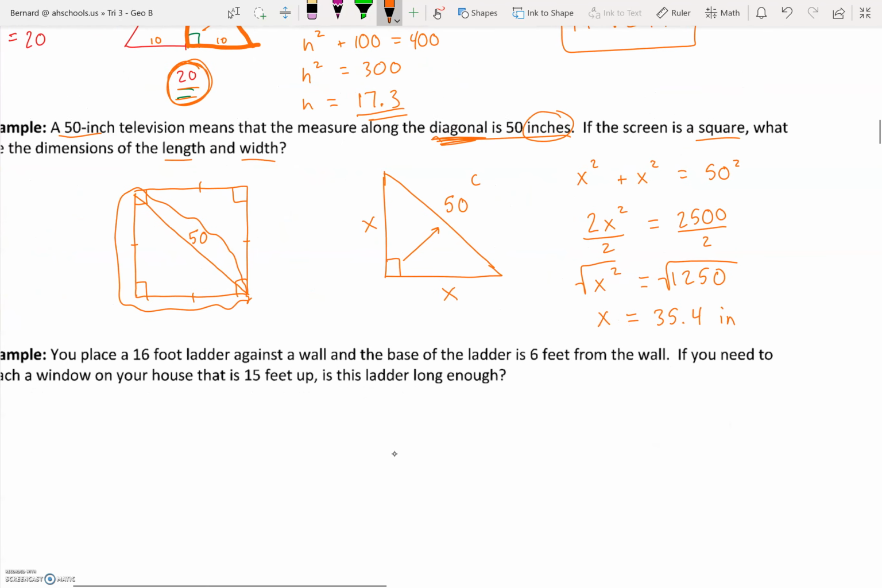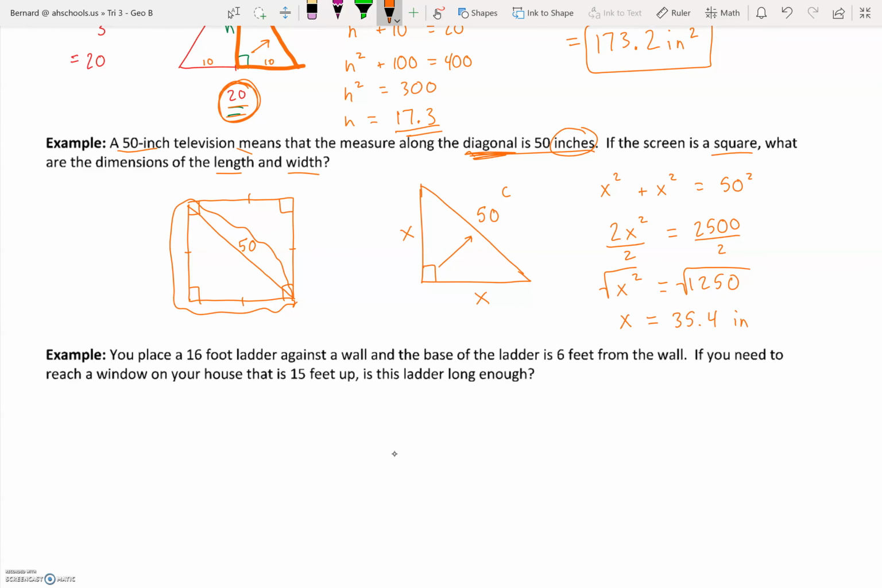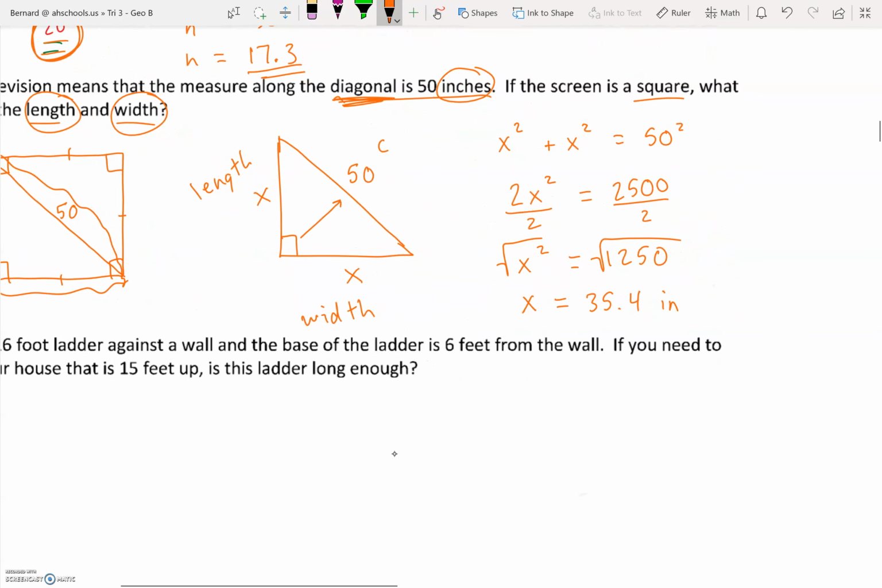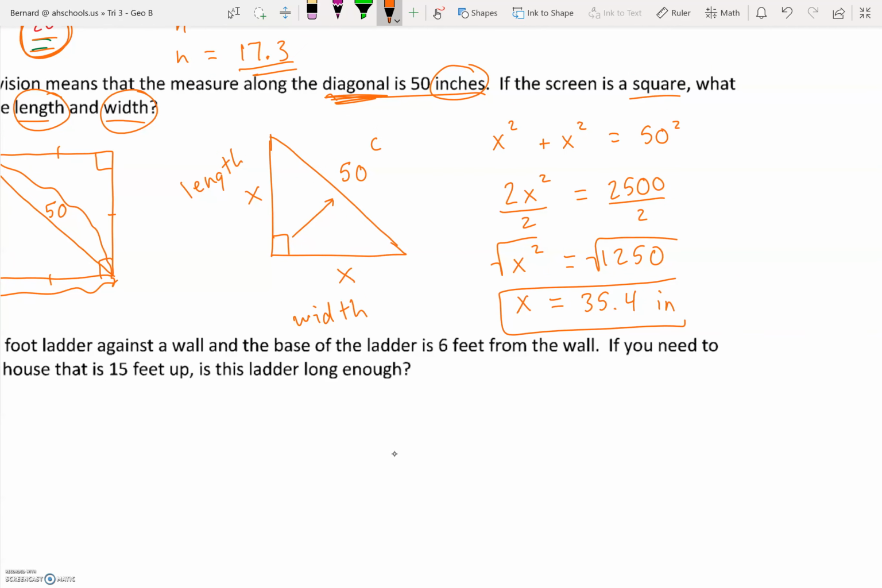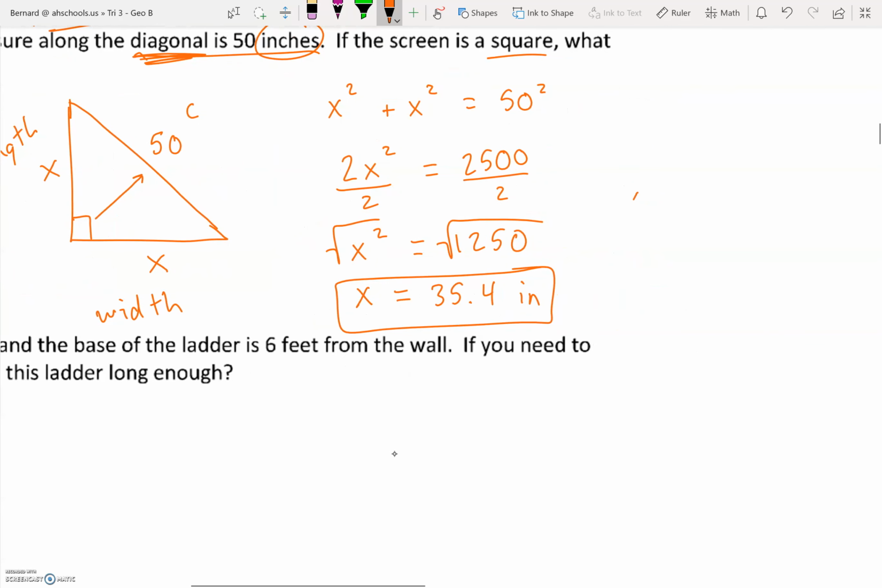And then let's readdress the problem. It says, what are the dimensions of the length and width? So we can call one of these length, which is x, and width, which is x. And since they're the same because it's a square, we have the answer. Our answer is 35.4, and that accounts for both length and width.